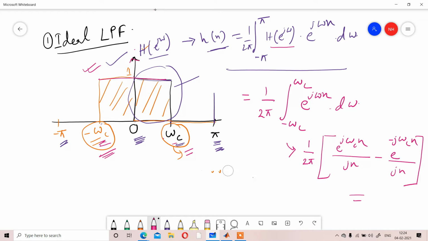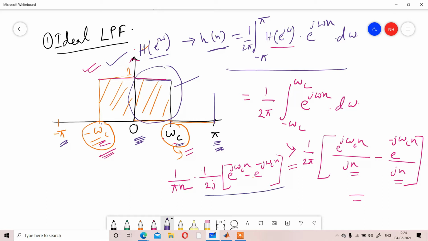So from here, just check it. If we make jn common from both sides, we can write 1 by n pi into 1 by 2j multiplied by e^jω_c n minus e^-jω_c n. What is the meaning of that?